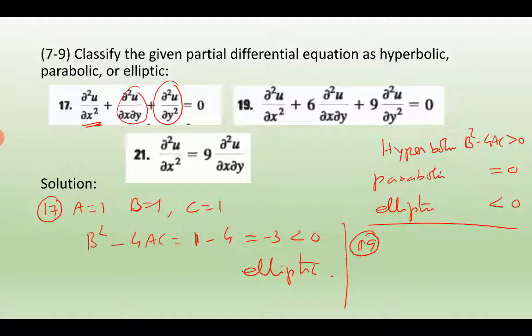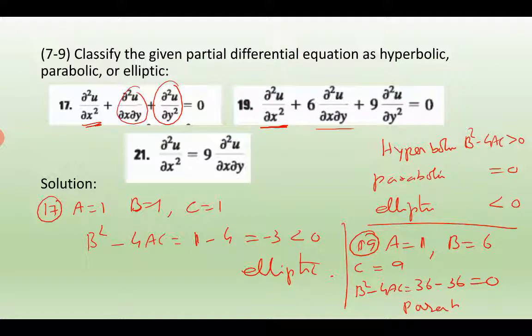Problem number 19. What is a? a is from this term, the coefficient of this one is 1. b is from this term, b is 6, and c is 9. So what is b square minus 4ac? b square is 36 minus 4 into 1 into 9, 36. It is 0. Then the answer is parabolic.